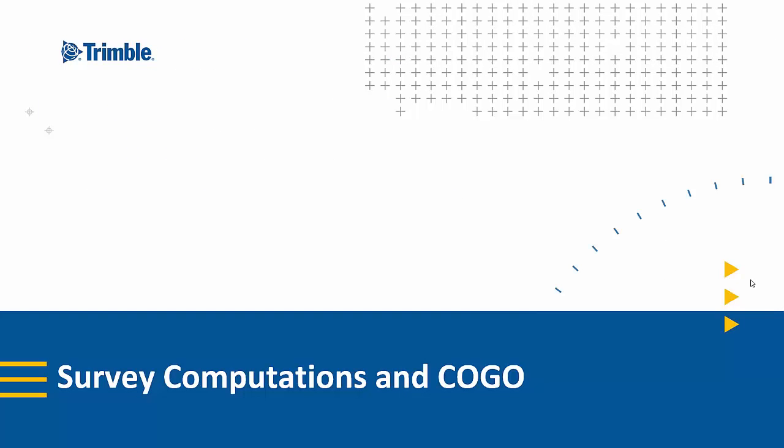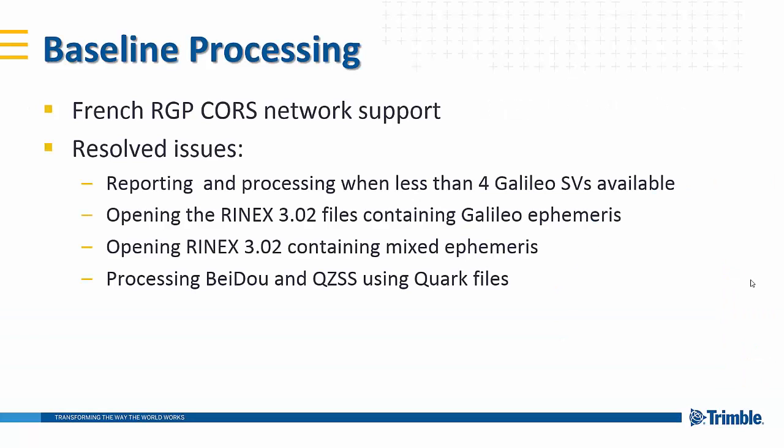On the survey computations and COGO side of things, we did update the baseline processor. It now supports the RGP CORS network, and we have resolved some issues such as reporting and processing of the Galileo constellation, also resolving some issues around handling RINEX 3.02 containing Galileo and mixed ephemeris data, and some issues with Beidou and QZSS on Quark files.